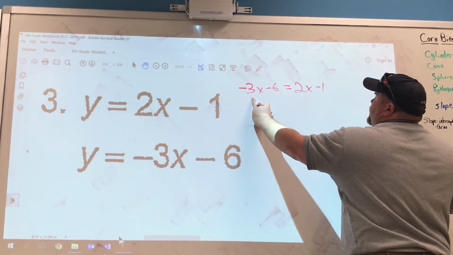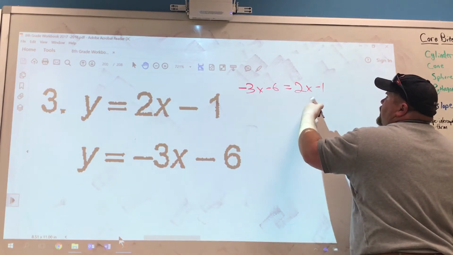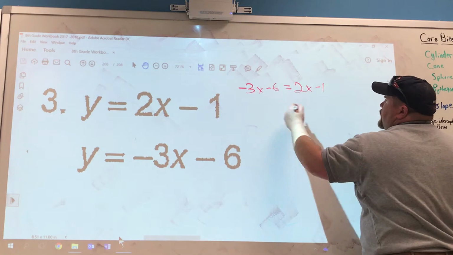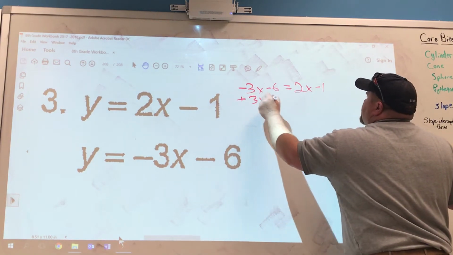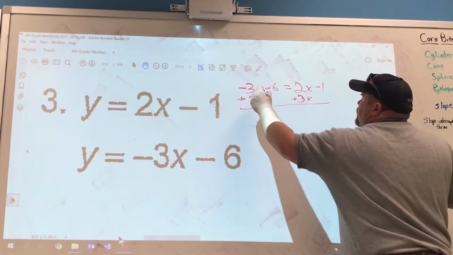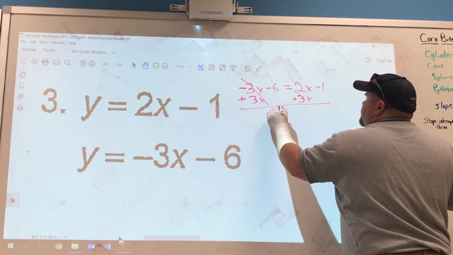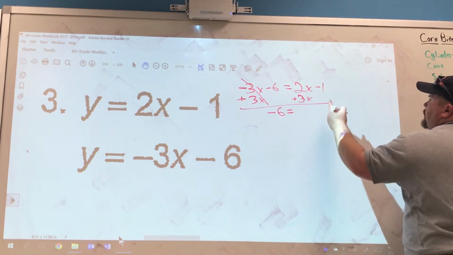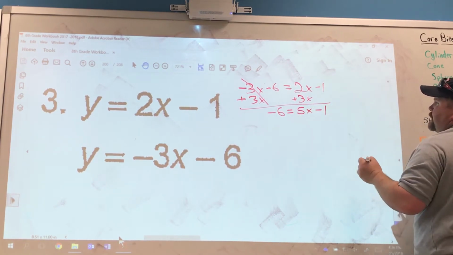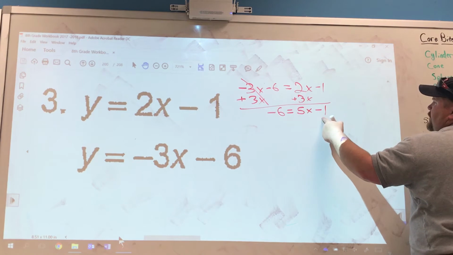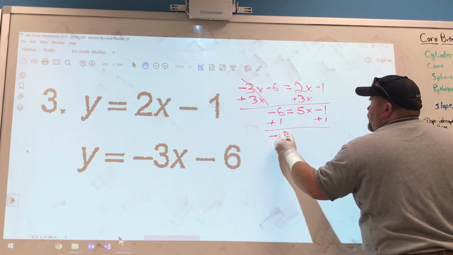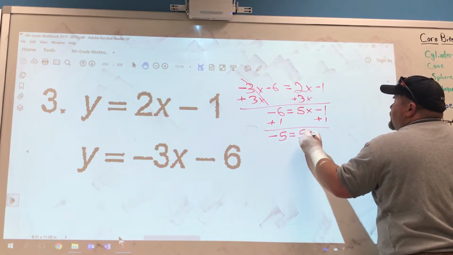Alright, negative 3x, positive 2x. I can add 3x's to either side, or I can subtract 2x's from both sides. It's going to be better if I add 3x's. Just keeps everything positive, makes it a little easier for everybody. So these are going to cancel out, and that's left with negative 6 equals 2x plus 3 more x's is 5x's minus 1. I want to get rid of the constant, the minus 1, so I add 1 to both sides. I get negative 5 equals 5x.